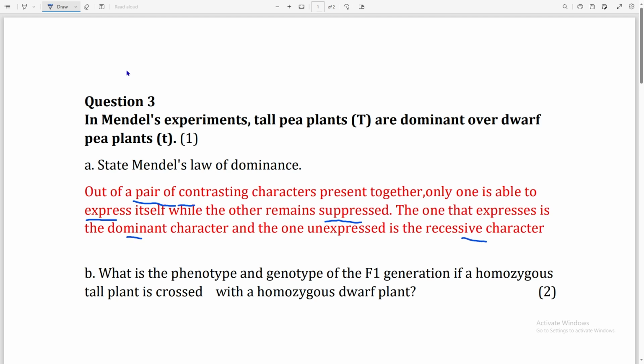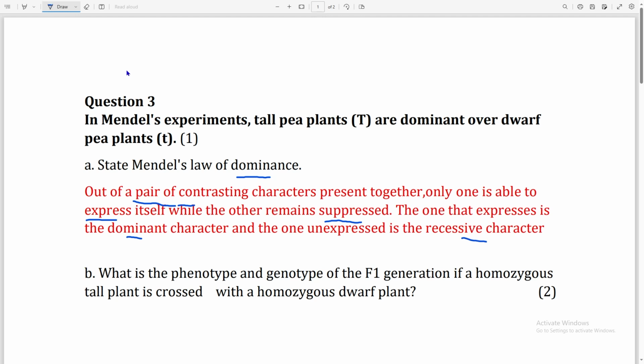So don't write out of 2 contrasting characters, and don't write out of 2 pairs of contrasting characters. These are wrong answers. You have to mention out of a pair of contrasting characters. And don't leave the answer at this sentence, that is an incomplete answer. You have to mention the second sentence also: the one that expresses is the dominant character, and the one unexpressed is the recessive character, because this is the law of dominance.